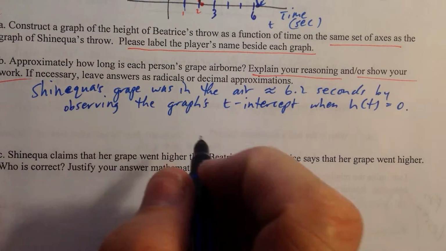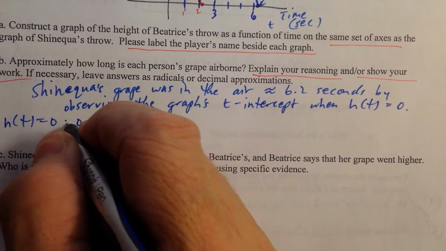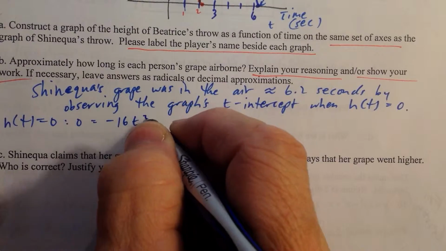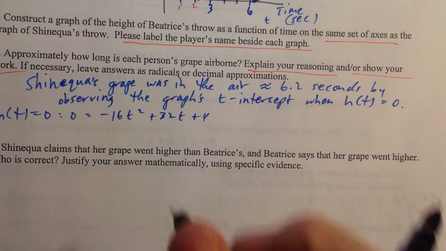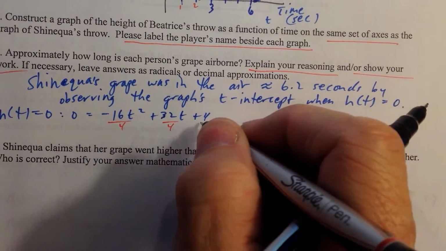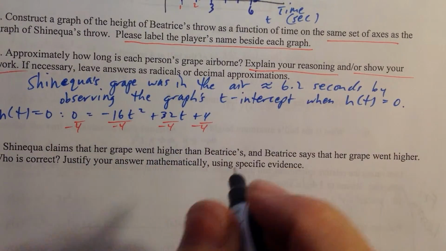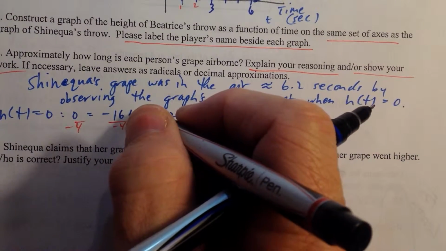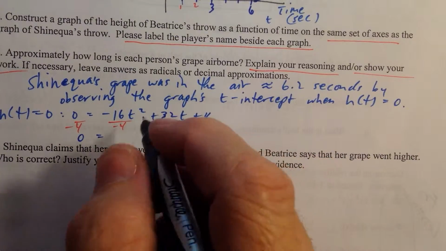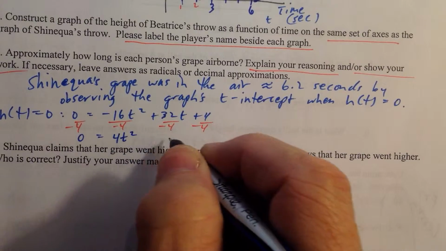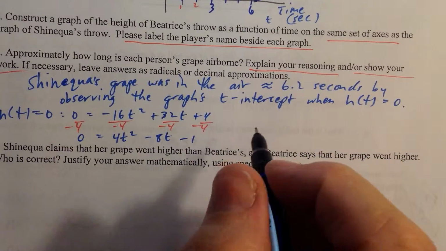And then you've got Beatrice. Now, for h of t equaling 0 for Beatrice, we've got to solve this equation: 0 equals negative 16t squared plus 32t plus 4. Hopefully you don't start here and use the quadratic formula. Hopefully you can see that it would be wise to divide both sides by negative 4. I really like it when my t squared term is positive. So I'm going to divide every term by negative 4, and I get 4t squared, and then, careful, minus 8t minus 1.